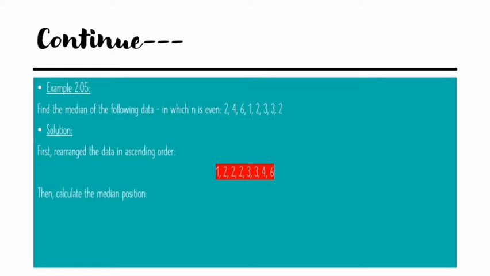Then you calculate the median position. To find the position, 8 is the total n. 8 plus 1 divided by 2. So 9 over 2 is 4.5. So 4 and 5, between 4 and 5. The fourth value is 2. The fifth value is 3. So 2 plus 3 divided by 2, you get 2.5. So 2.5 is actually the median. For an even number, you have to do this extra step.